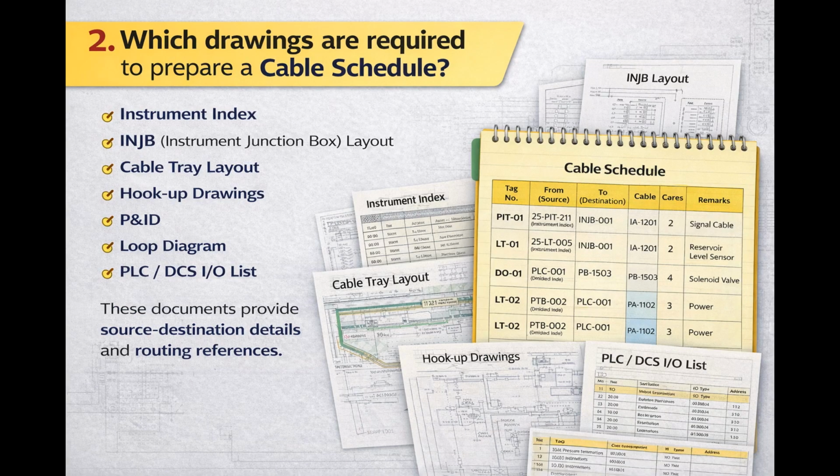Which drawings are required to prepare a cable schedule? Instrument Index, INJB, Instrument Junction Box Layout, Cable Tray Layout, Hookup Drawings, P&ID, Loop Diagram, PLC, DCS, IO List. These documents provide source destination details and routing references.